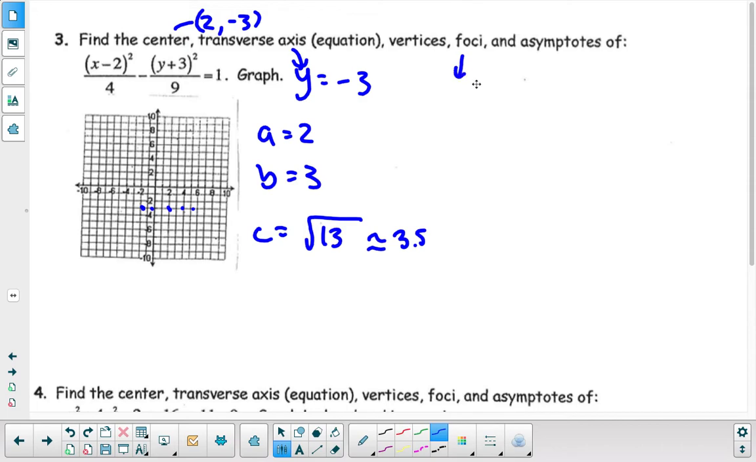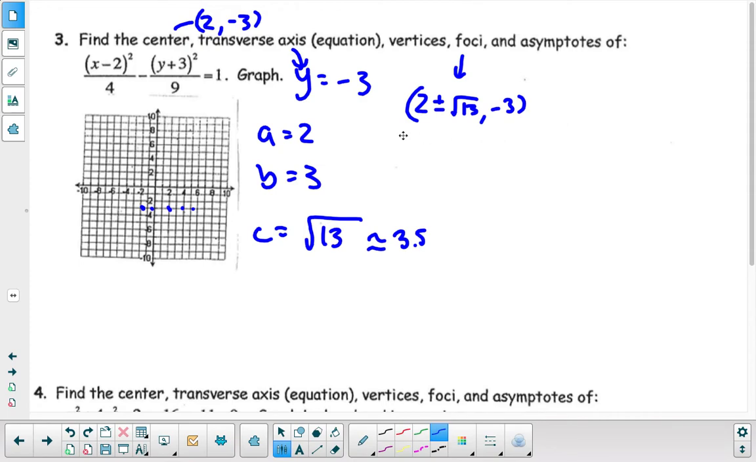And I guess we should label these. So you're going to say 2, and I'm going to be lazy about this and say plus or minus root 13. You might have to write these separately. So one is 2 plus root 13. The other one is 2 minus root 13.